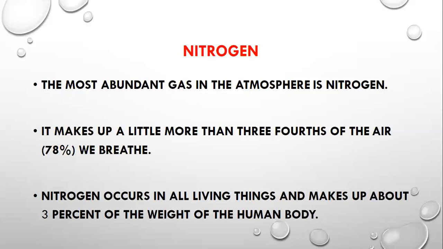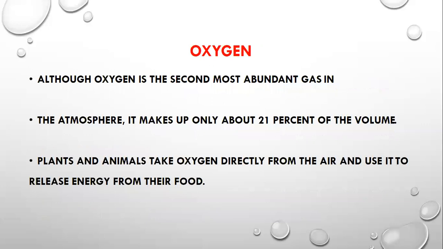Nitrogen occurs in living organisms, making up body components, about 3% of the weight of the human body. Oxygen comes second, the second most abundant gas in the atmosphere. It makes up about 21% of the volume of the atmosphere, and plants and animals need oxygen directly from the air. They breathe it in order to release the energy from their food.